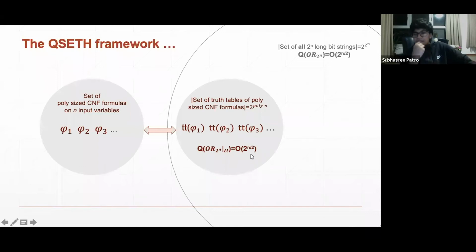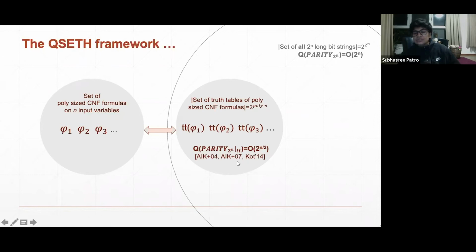That is because the adversarial set that is used to prove this query complexity for this property OR actually can come from these small CNF formulas. But when we talk about parity, the query complexity of parity of 2 power n bit strings is 2 power n when we look at all these strings, when our adversarial set is this big. But when you make this set small, then the query complexity of parity on this small set is actually quadratically lower. It is 2 power n by 2.